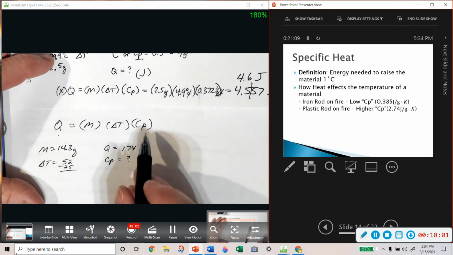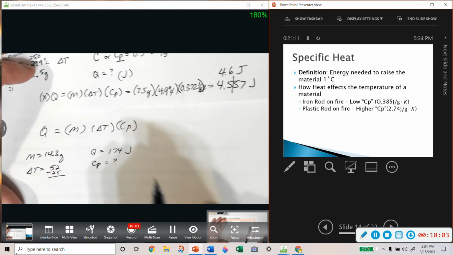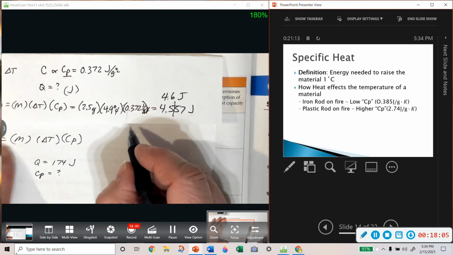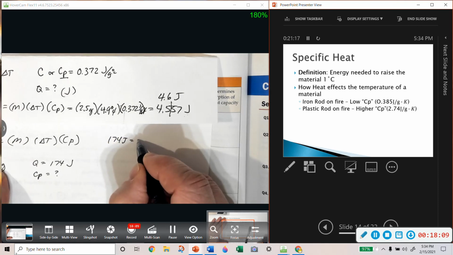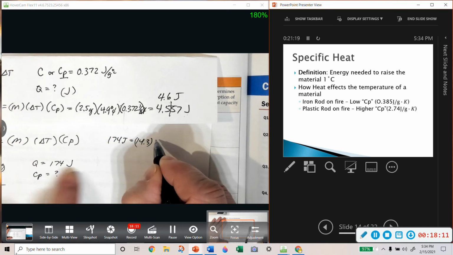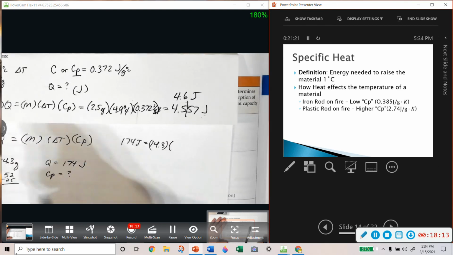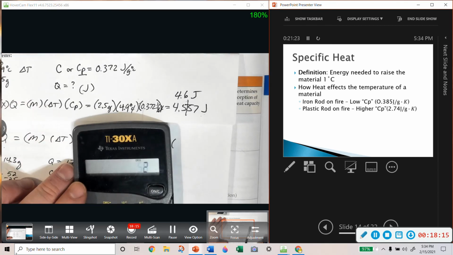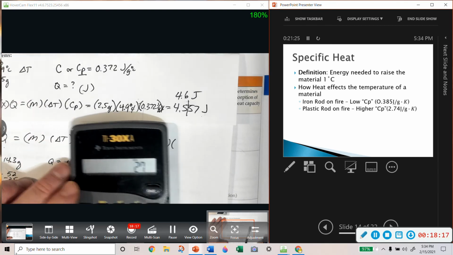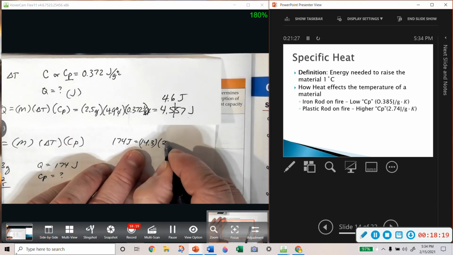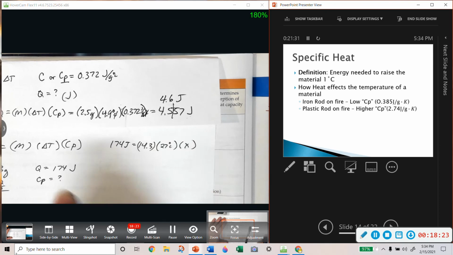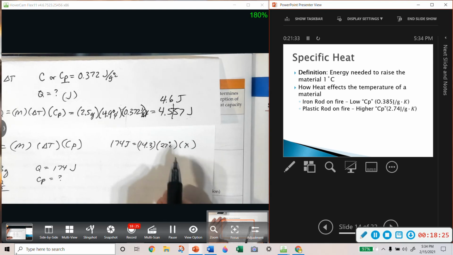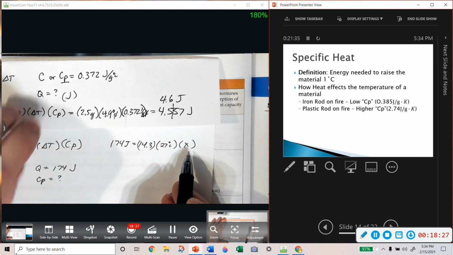So I'm going to put an X here and then plug all my numbers in. So here we go. Q, 174 joules equals 14.3 times the change, 52 minus 25, is 27. And then my specific heat is what I want to find. So that's the number I want to find. So X is all by itself.